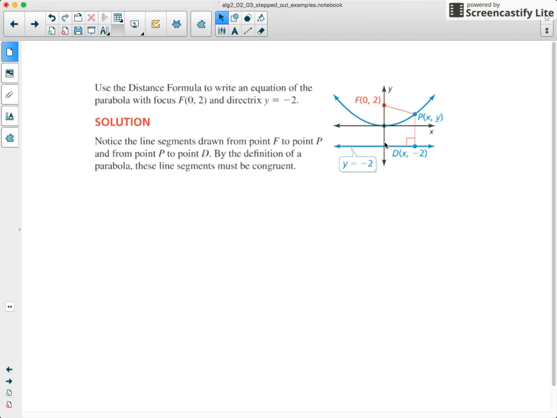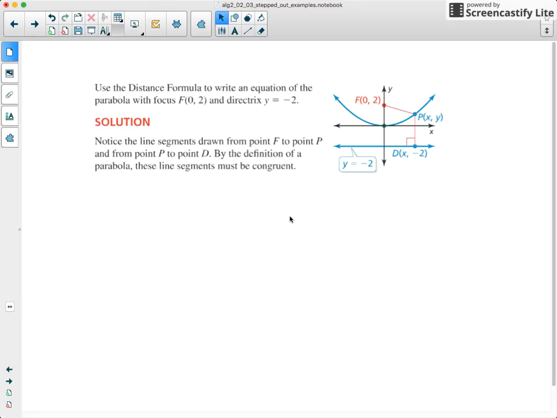So if you know any two of these, you can figure out the position of the third on the graph. So for this example, we're going to be using the distance formula, and the way that you are going to be applying that is you're using the x and y coordinates of the focus, and also the x and y coordinates of the directrix. In this case, it's (x, -2). We use x because as a horizontal line, x could be any number on that line.